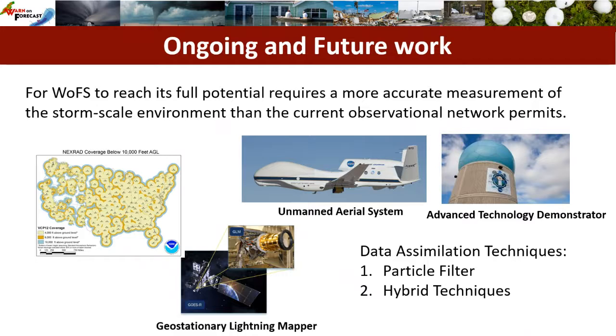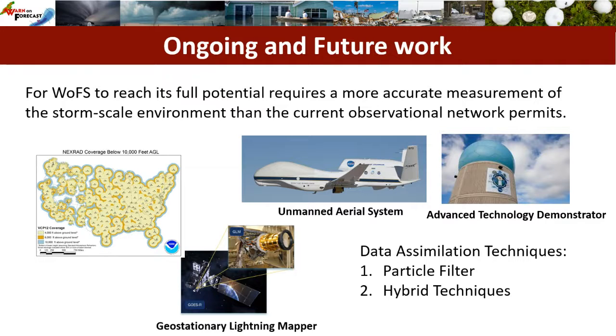So we are working on improving all aspects of the forecast system to increase the forecast accuracy. Some of the important areas that we are working on are the ensemble design, which includes multi-physics ensemble versus single physics versus stochastic physics perturbations. And we are also increasing the horizontal grid resolution to 1 kilometer.